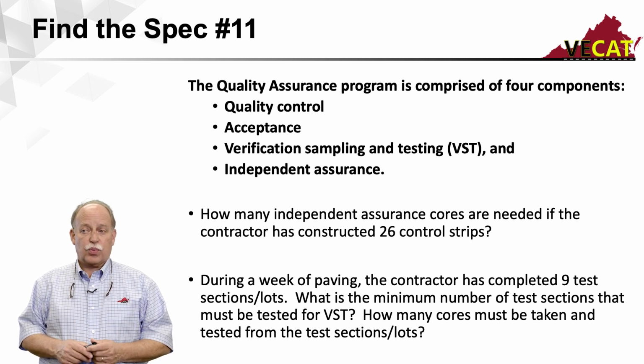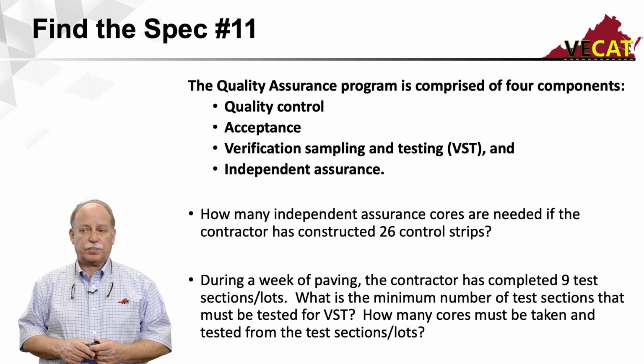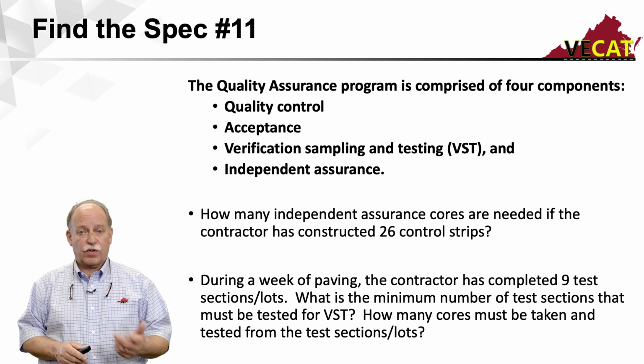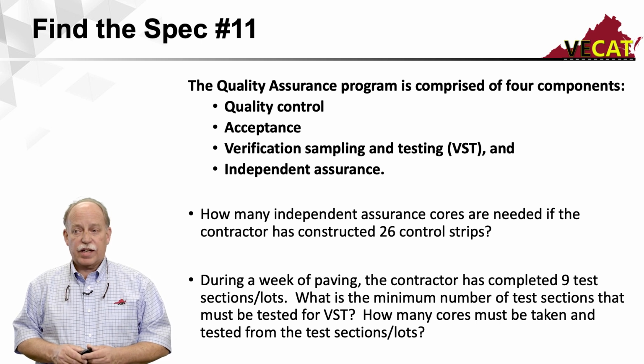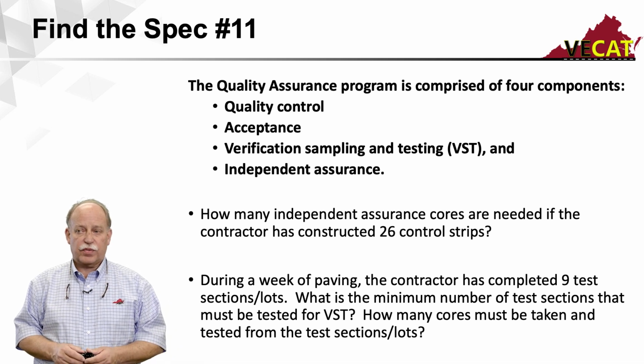Second one is, during the first week of paving, the contractor has completed 9 test sections and lots. What's the minimum number of test sections that must be tested for that verification, sampling, and testing? And then how many cores must be taken and tested out of those test sections and lots? So let's see what we find in the specifications.